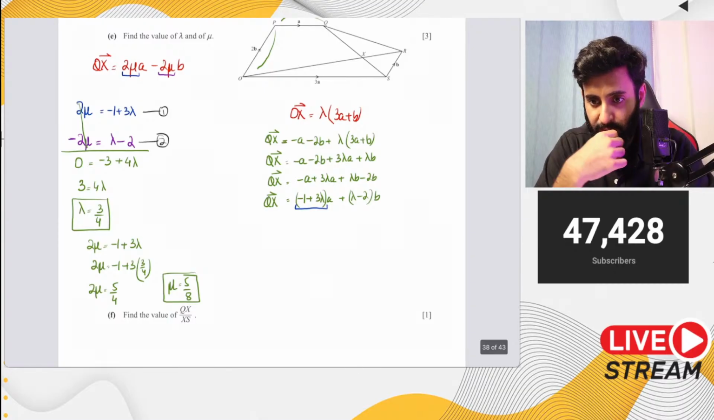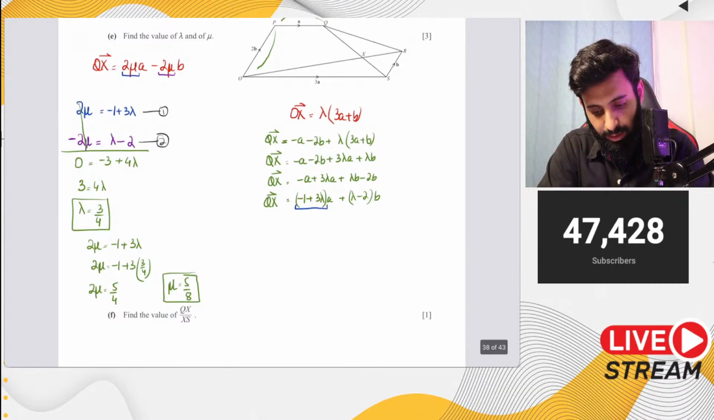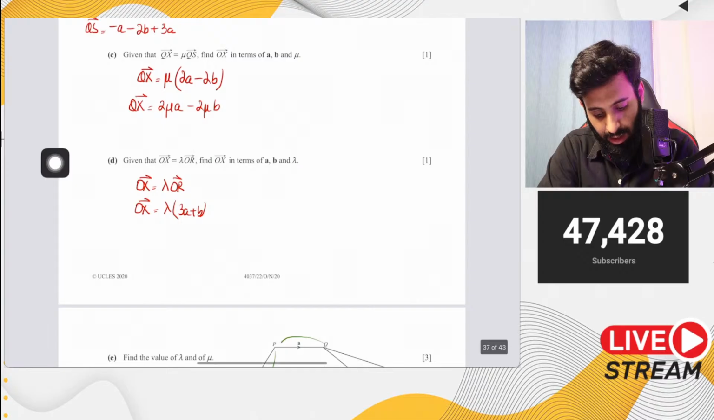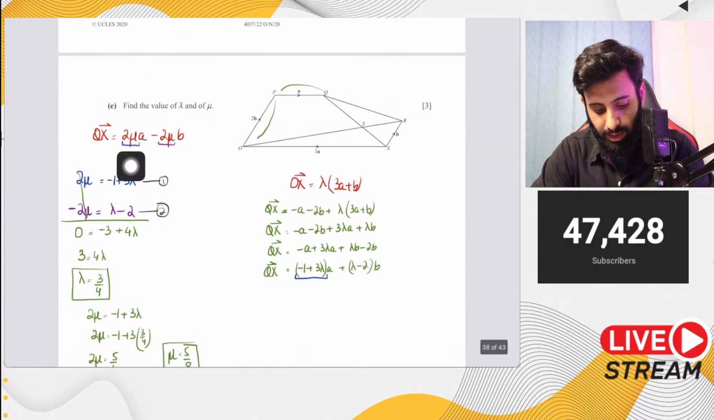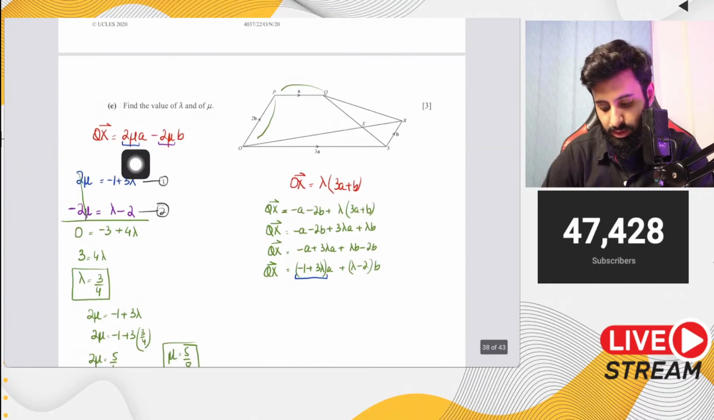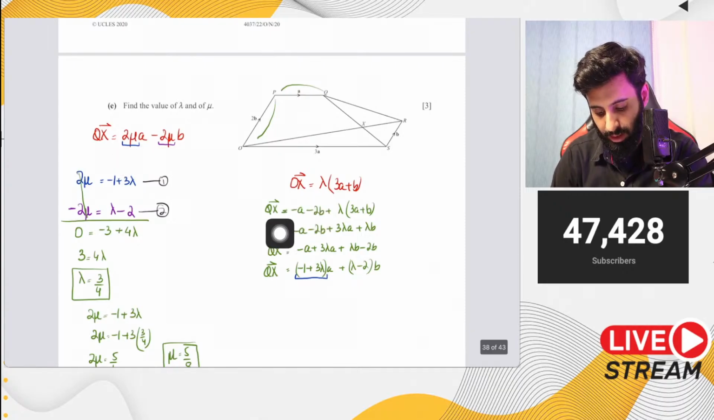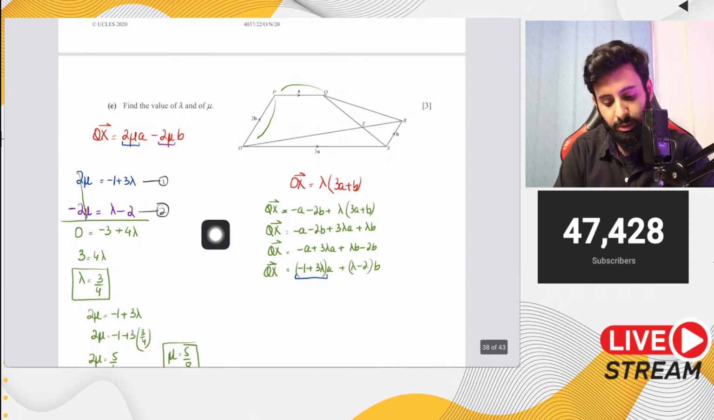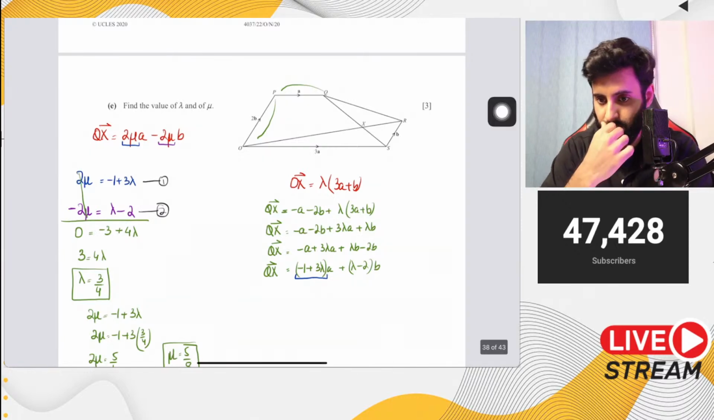So I thought we had to find OX. Okay, so we had to find OX and we did it over here. We had already found QX. So I found QX again in terms of lambda, and I compared this QX, which was in terms of lambda, with the QX that was in terms of mu.